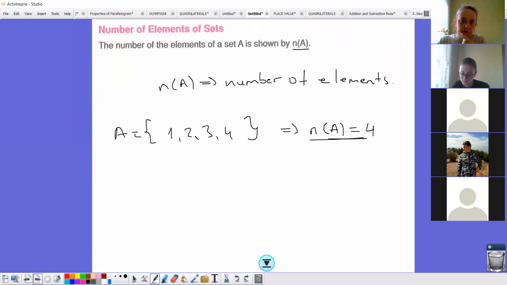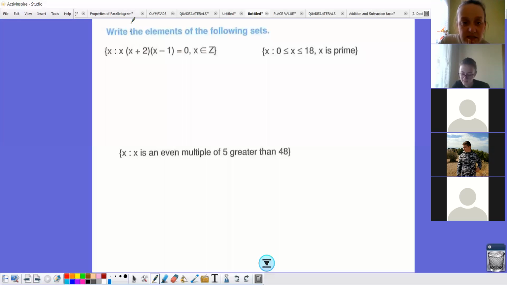Now here there are some sets given in set builder form, and we need to write their elements. I'm giving you a bit of time to think about it, and I will take the attendance and we'll solve together, okay?